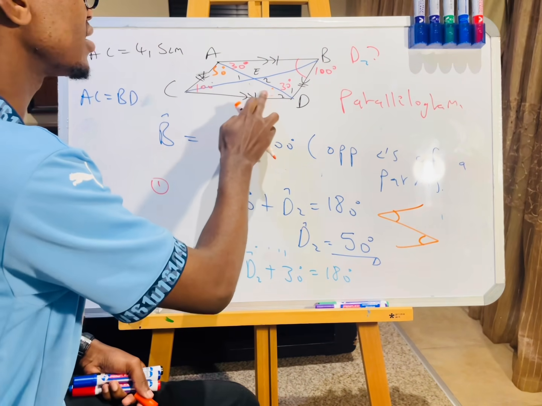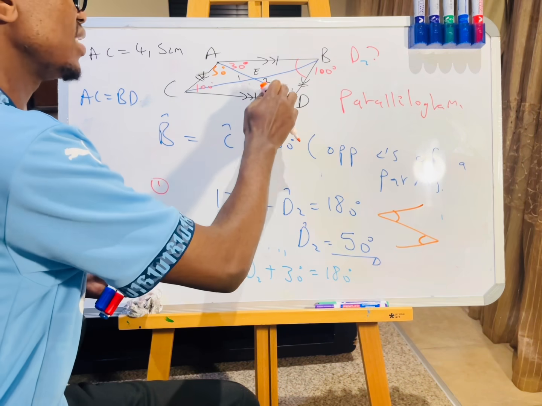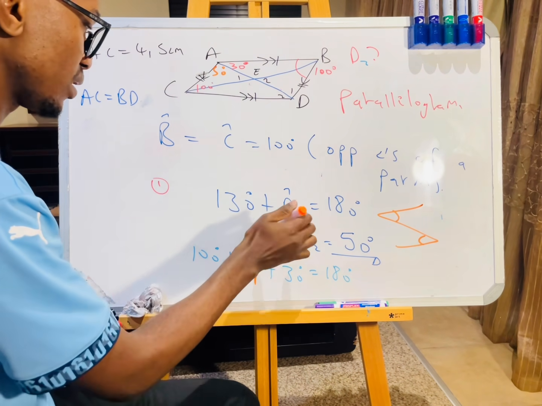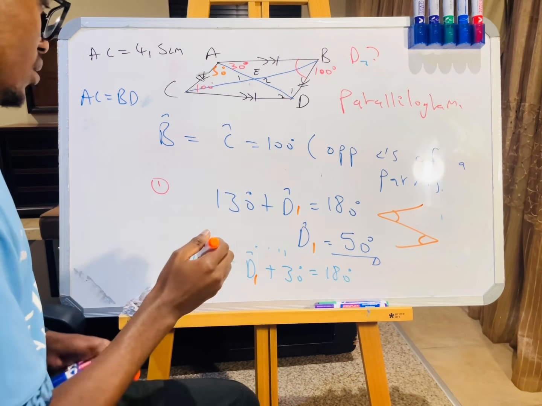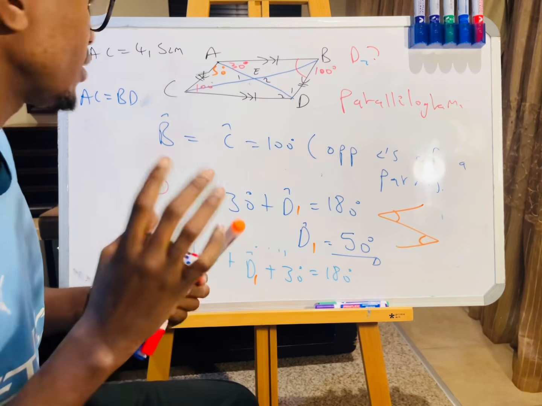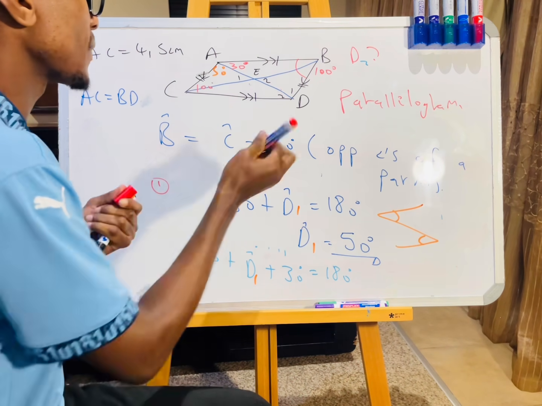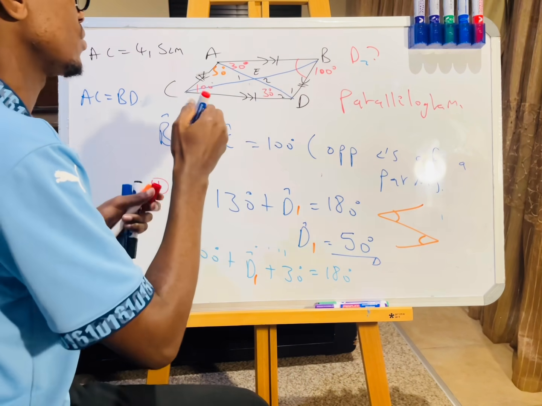Oh, my apologies, guys. Yes, I see now. This is the one we're looking for, D1. It's basically D1. My apologies. Mistakes happen, guys, okay? I just misplaced values. But if you guys got it, thank you so much. This is 30 degrees. Yeah, sorry.